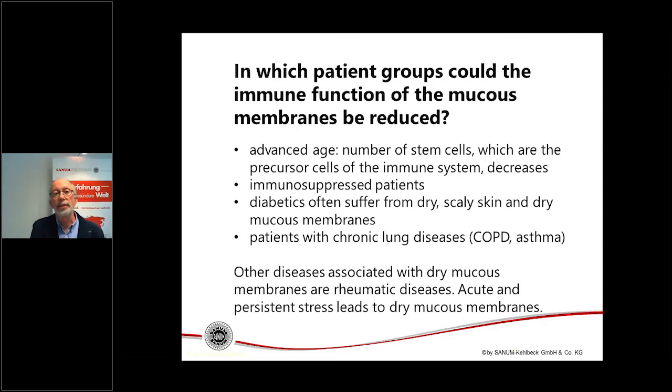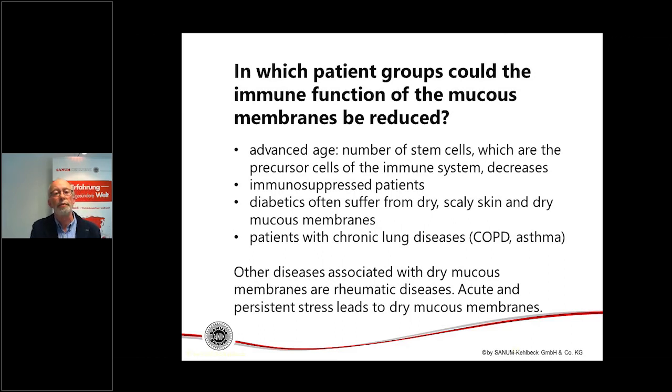In advanced age, the number of stem cells, which are the precursor cells of the immune system, decreases. As a result, the acute immune defense in older people may be weakened. A weakening is also generally present in immunosuppressed patients.